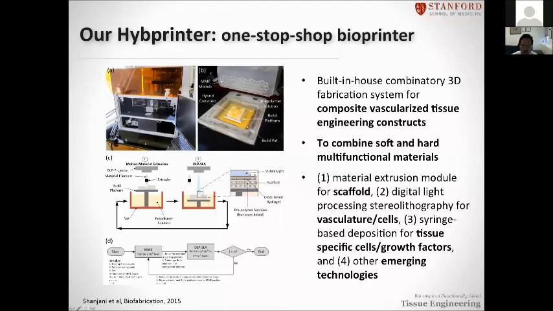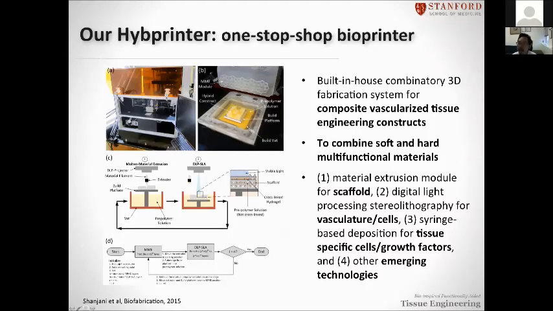Then we lower the sample holder into the pre-polymer solution container, and then raise it up. This polymer solution is exposed to visible light. So we use visible light.